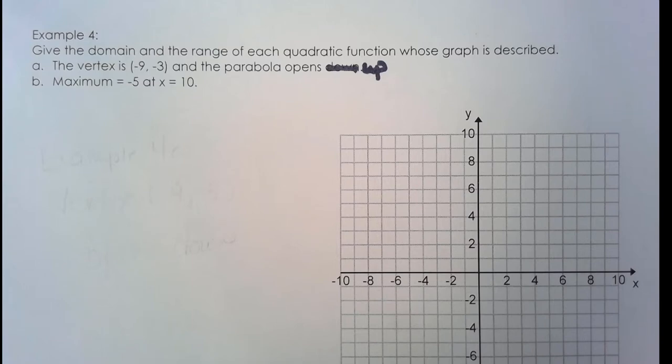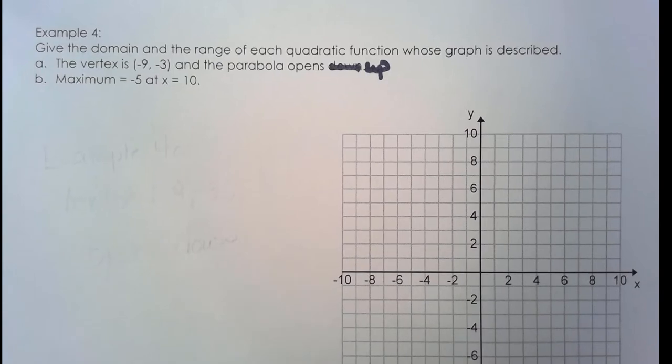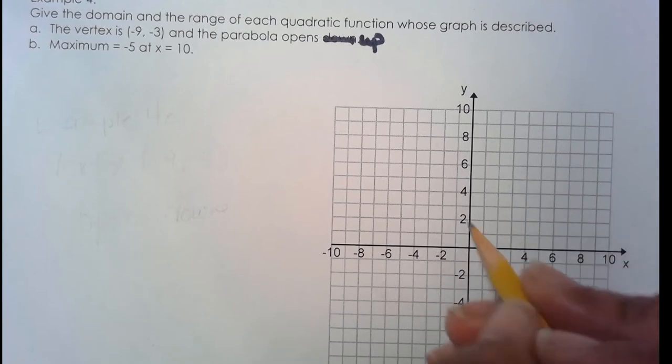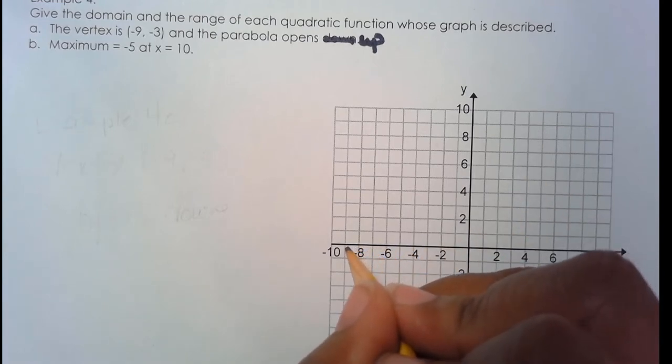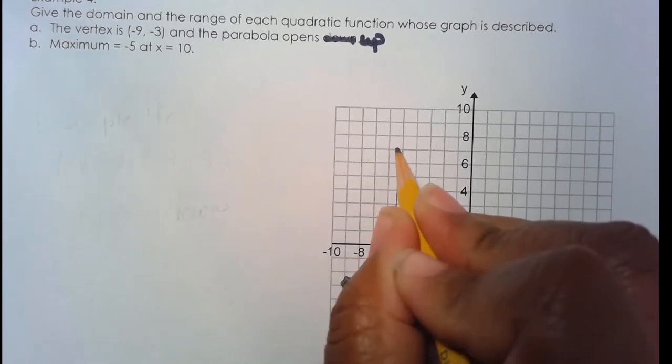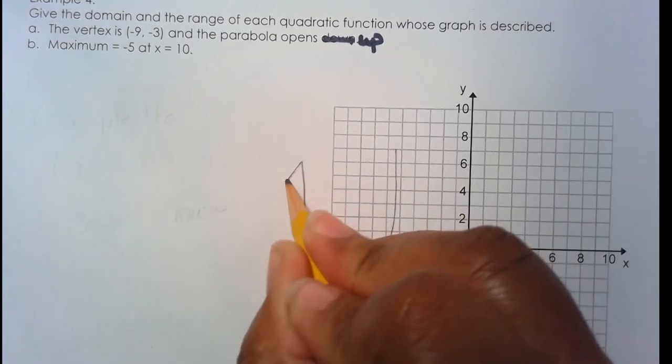Okay, so we have two examples. The first example, the vertex is -9, -3, and the parabola opens up. I put a graph here because I want you to try to graph it so you can identify its domain and range. So you can see it visually. So we know that the vertex, that's the center point of the graph, is at -9, -3. And this parabola opens upward, something like this.